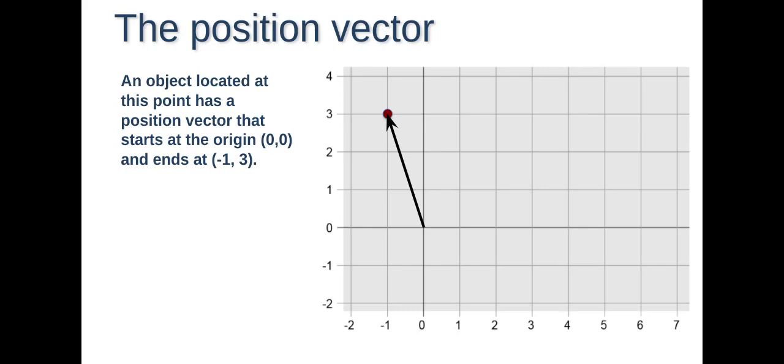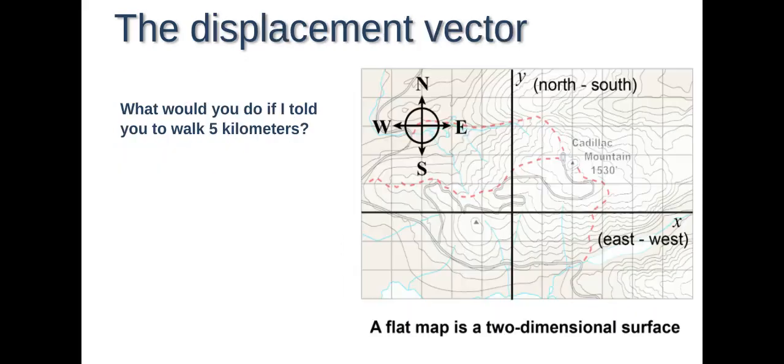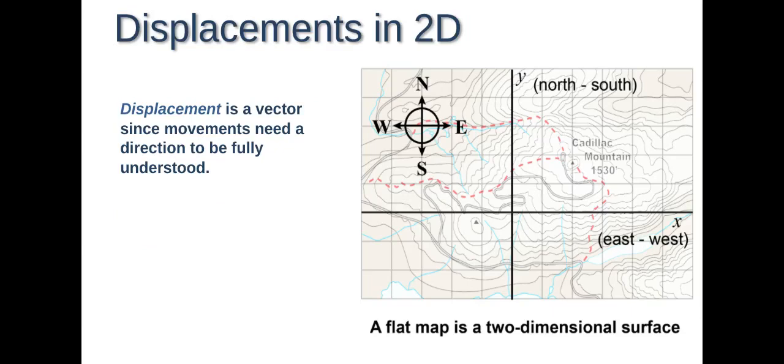The position vector. This is the line or the arrow that's drawn between the origin and your final position. An object located at this point has a position vector that starts at the origin 0, 0 and ends at negative 1, 3.